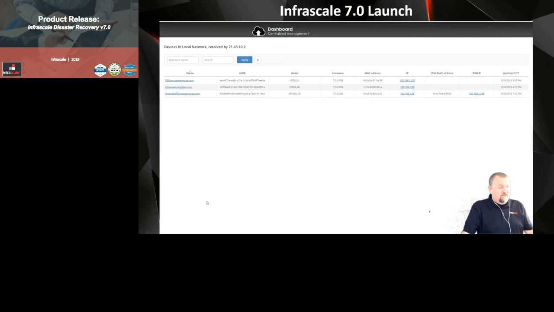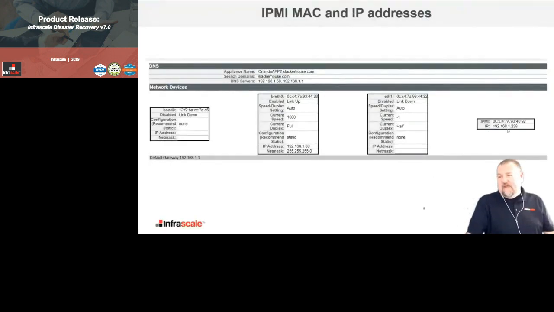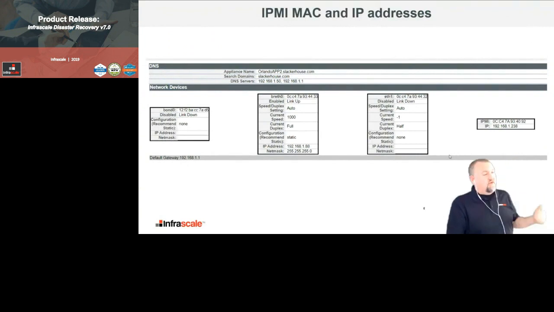But now we've added the option where you can see the IPMI within the appliance. If you just go to network status, it's going to show you if there's a bond set up, both the Ethernets that are built in, and it's going to show you that IPMI.